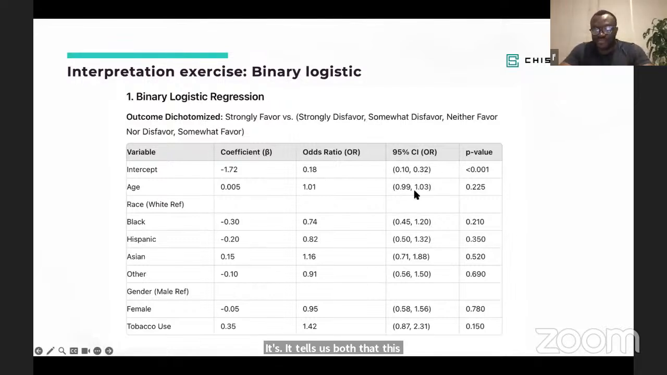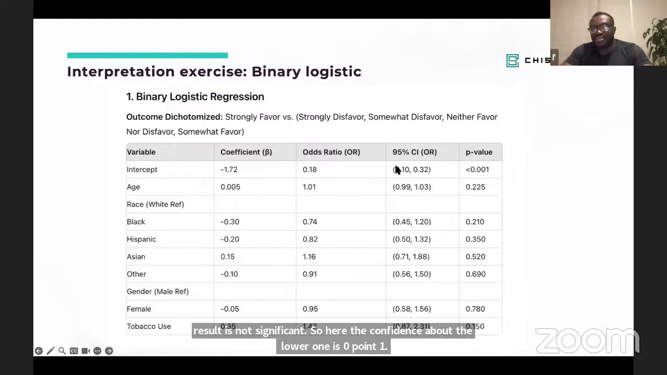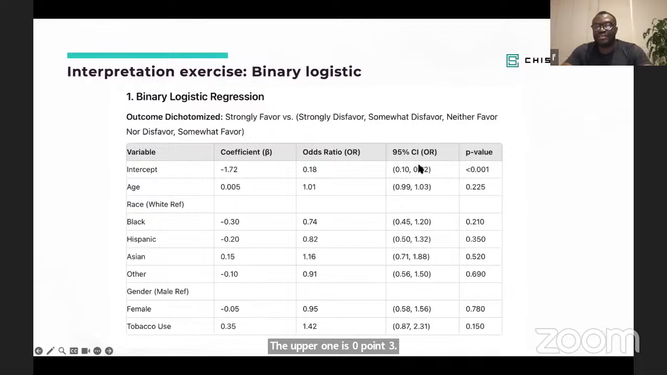How do we know this is significant? Well, you look at the odds ratio's 95% confidence intervals. You want to check whether it includes 1 or not. If the confidence interval includes 1, that means that the result is not significant, right? So here, the lower one is 0.1, the upper one is 0.3. See, both of them start with 0 point. That means that it doesn't include 1.